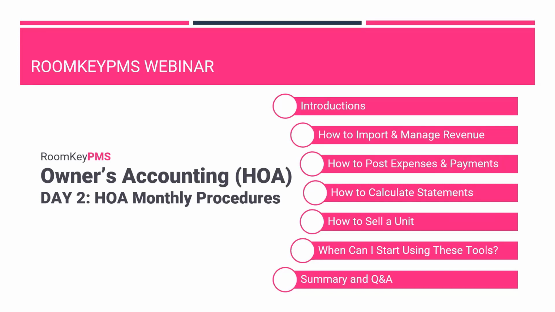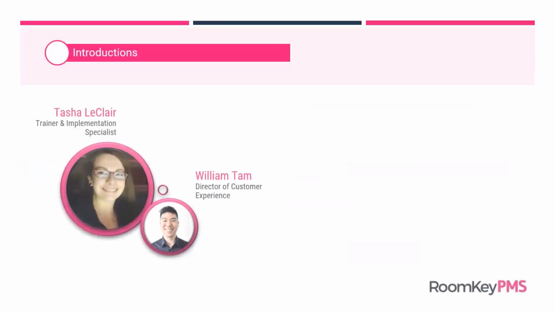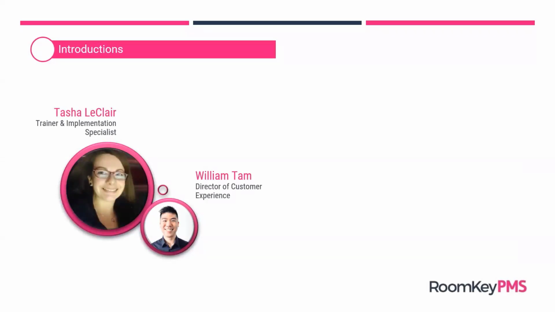Then we'll look at how to calculate statements with reoccurring fees, management fees, and the like. We'll also talk a little bit about how to sell a unit. So if that ever happens, if those units are being sold between owners or a brand new owner. We'll talk about when you can start using these tools, and then we'll wrap it all up with a summary and a Q&A.